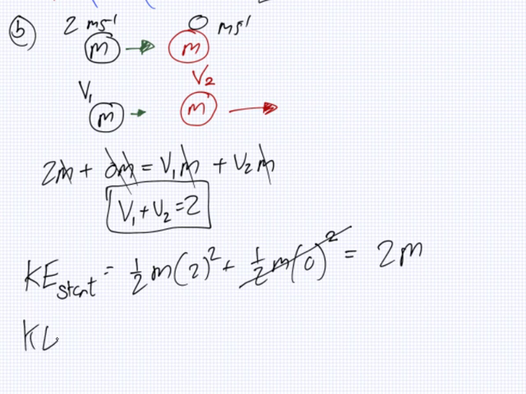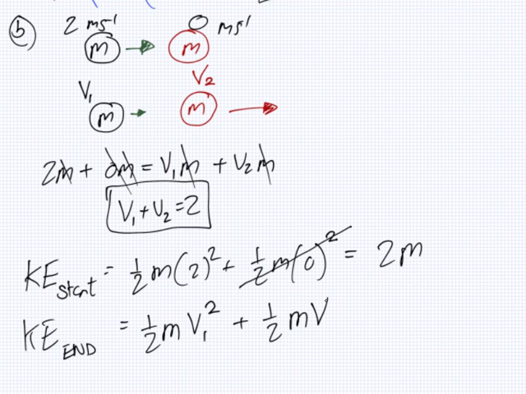What's the kinetic energy at the end? Now, this is a little trickier. It will be a half m v1 squared plus a half m v2 squared. So that's not as nice as this, is it? But still, this is what we have. We don't know the m.